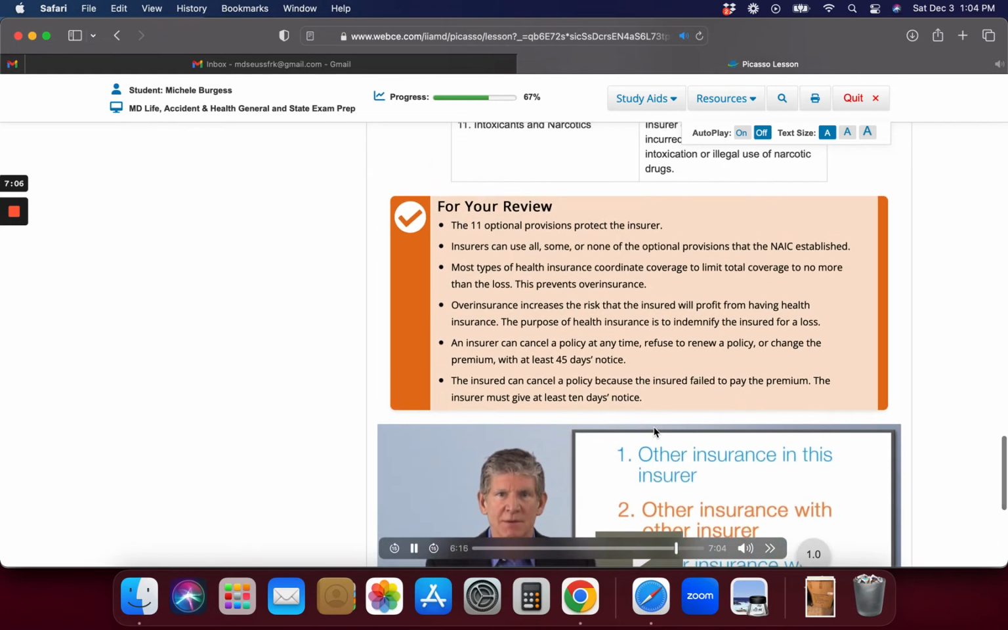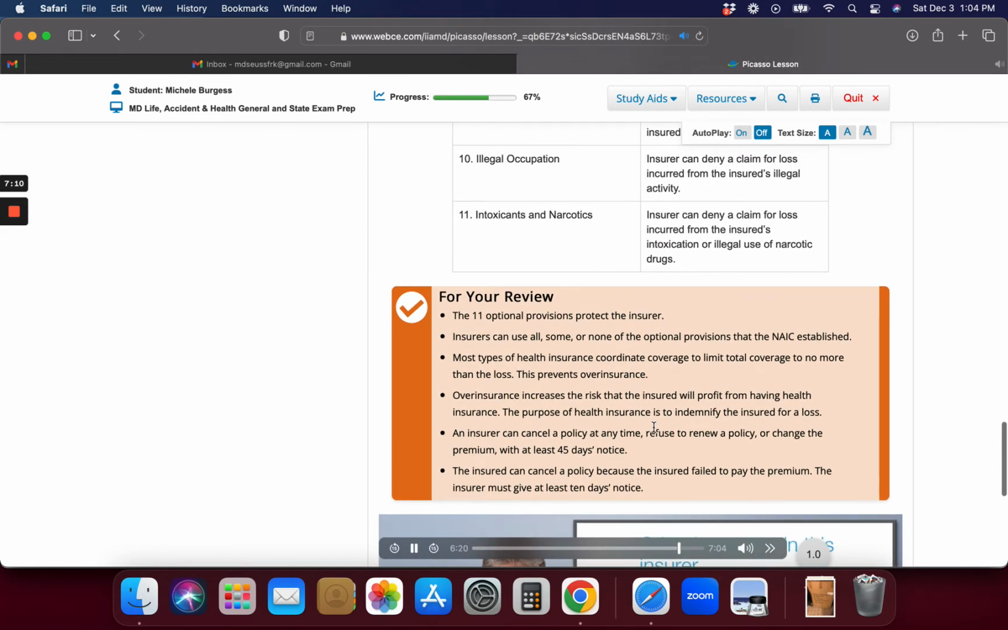Insurers can use all, some, or none of the optional provisions that the NAIC established. Most types of health insurance coordinate coverage to limit total coverage to no more than the loss. This prevents overinsurance. Overinsurance increases the risk that the insured will profit from having health insurance. The purpose of health insurance is to indemnify the insured for a loss.